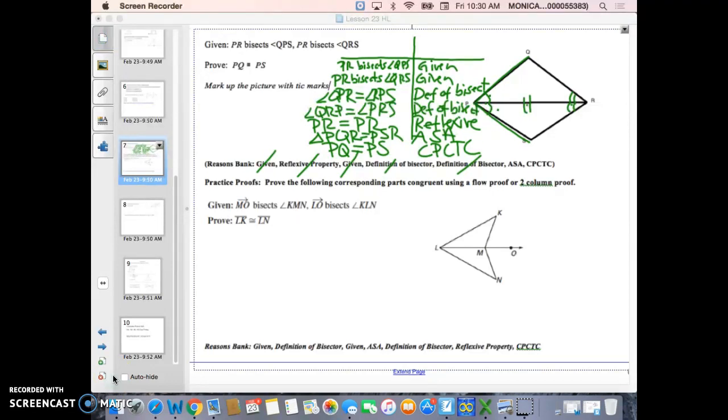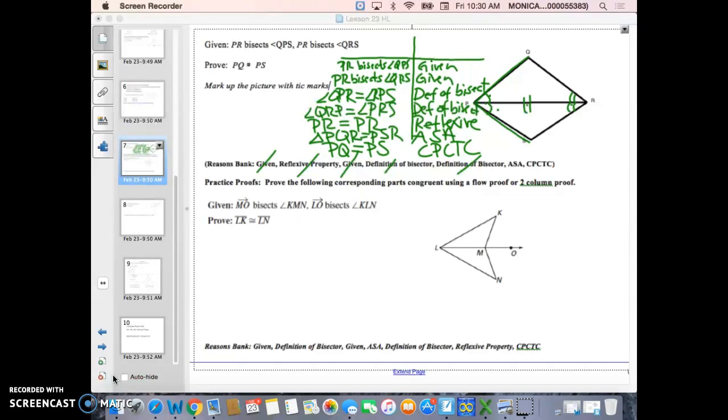So here we go. Here's another two-column proof that we're going to practice. I've got my reasons bank here. What I would do if I were you is pause the video, try it on my own, and then come back to see if I did it correctly. So let's first go ahead and look at what we're given.